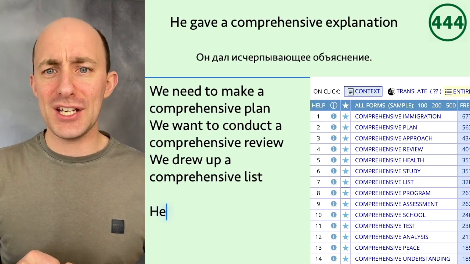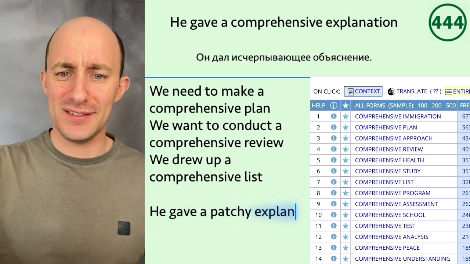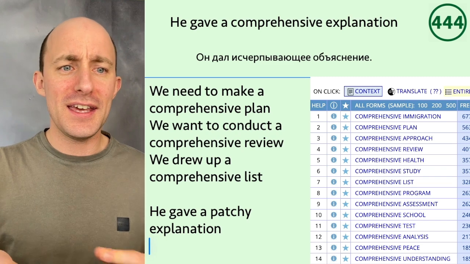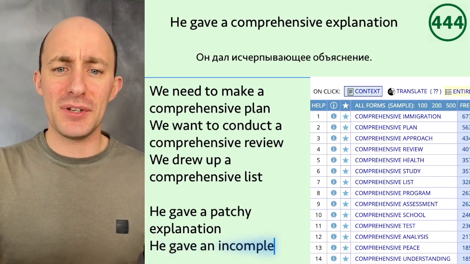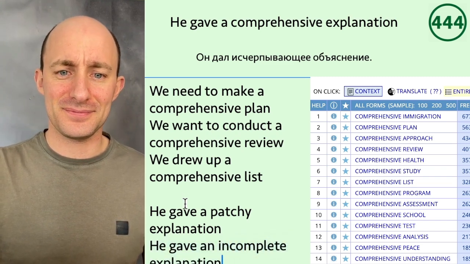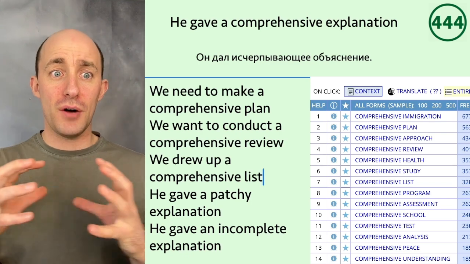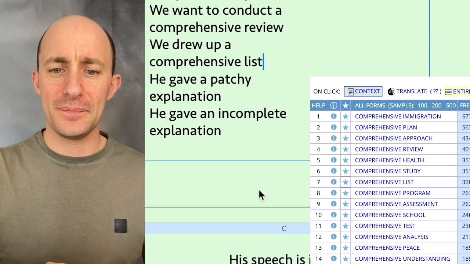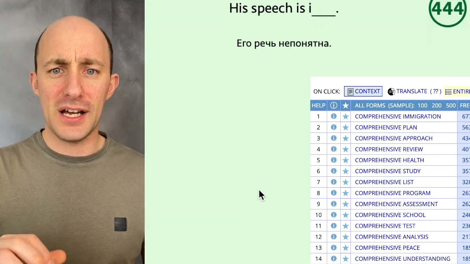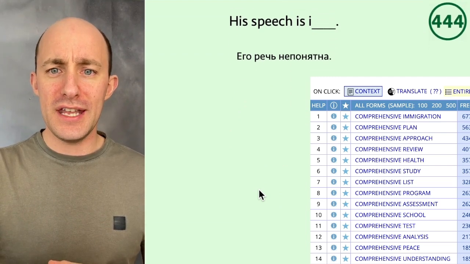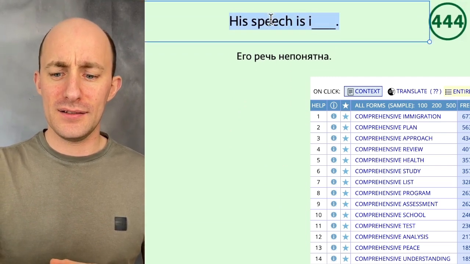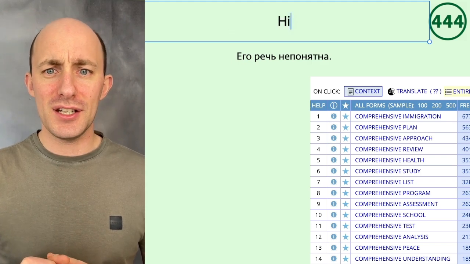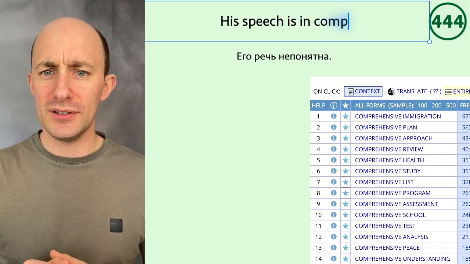He gave a patchy explanation. He gave an incomplete explanation. So patchy, incomplete, but comprehensive includes everything. However, его речь непонятна. His speech is incomprehensible.